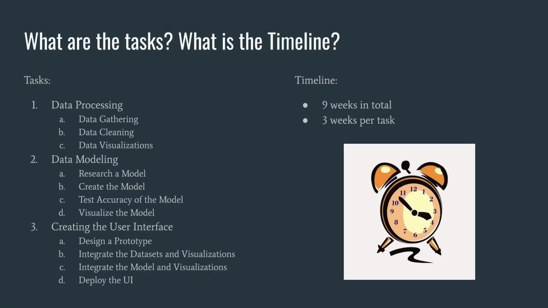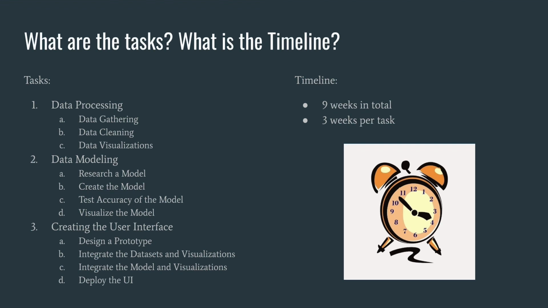What are the tasks? What are the timelines? We can split up this project into three parts or three main tasks: data processing, data modeling, and creating the user interface. During the data processing, they will need to gather data, clean the data, and then visualize the data. During the data modeling, they will need to research a proper model, and then they will need to create the chosen model and test the accuracy. And finally, they will need to visualize such model.